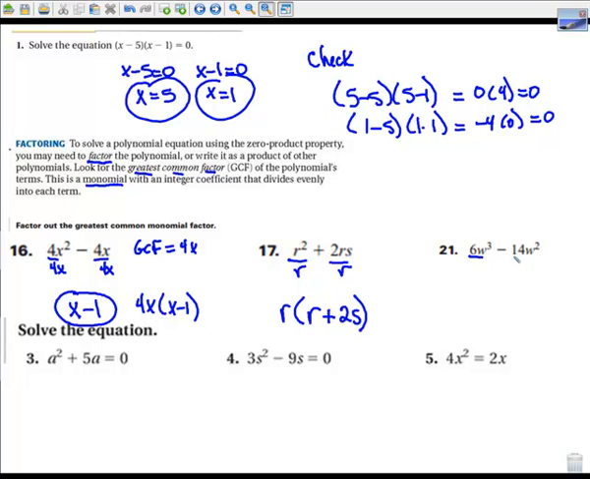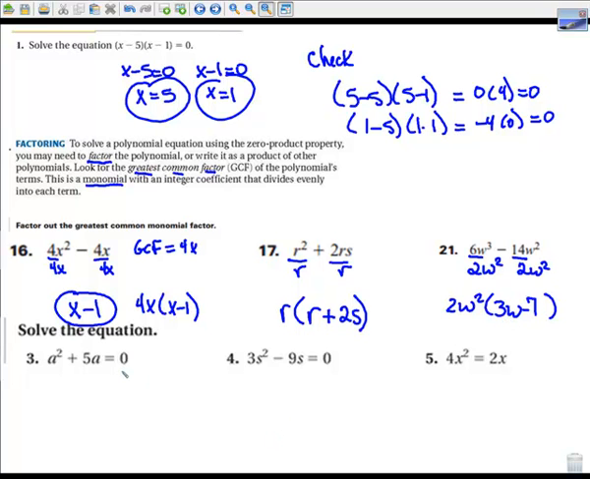So let's look here. With the 6 and the 14, the greatest common factor is a 2. With the w to the third and the w to the second, the greatest common factor is a w squared. When you're looking at variable terms, if you look at the lowest degree, then that's going to be your GCF portion. So I have 2w squared times 6 divided by 2 is 3, w cubed divided by w squared is w, 14 divided by 2 is 7, but this is subtract, w squared divided by w squared is just 1, so we don't put that. So the answer is 2w squared times the quantity 3w minus 7.